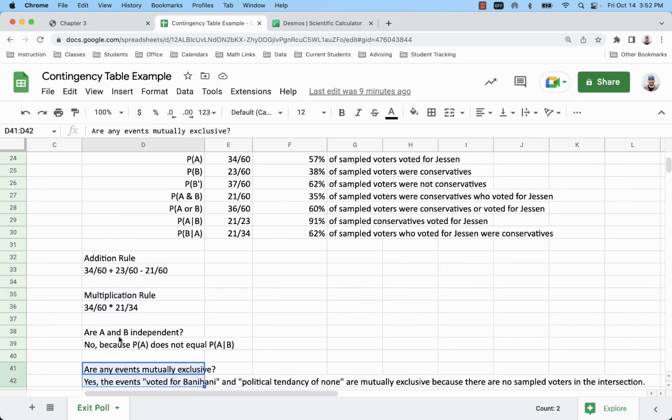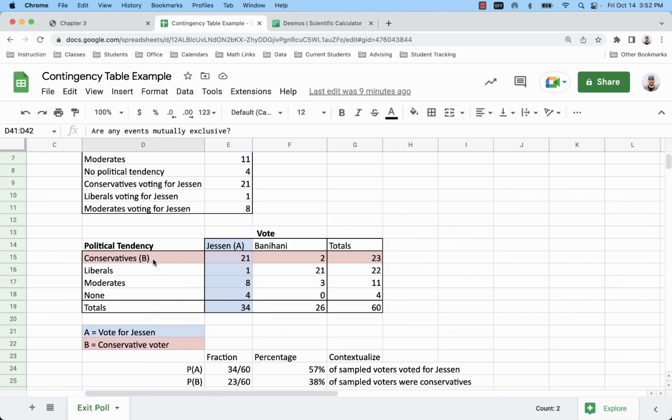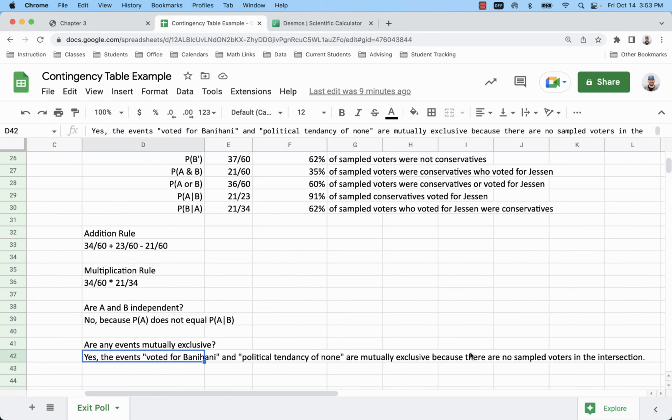Now the last question here, I already talked about dependence and independence. The last question talks about mutually exclusive. Another term is disjoint events. Now all of these, if you look, have the potential to have something in the intersection. You know, each of these is possible. But right here, we don't have a single voter who voted for Banihani with no political tendency. So those two events, if I were to find one as none and a vote for Banihani, that would be mutually exclusive. And so you can kind of see that I typed that out there.